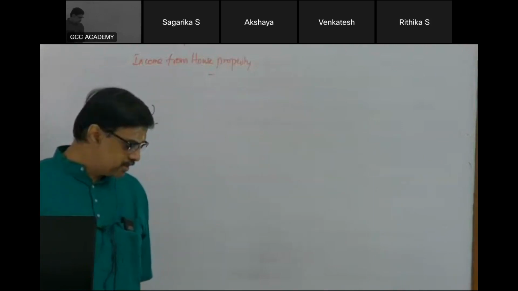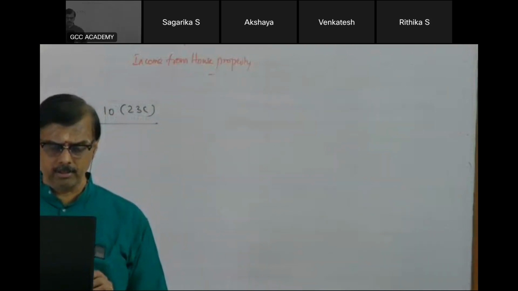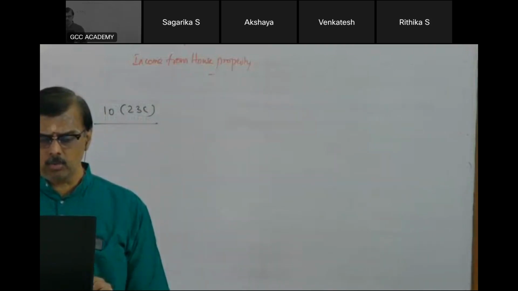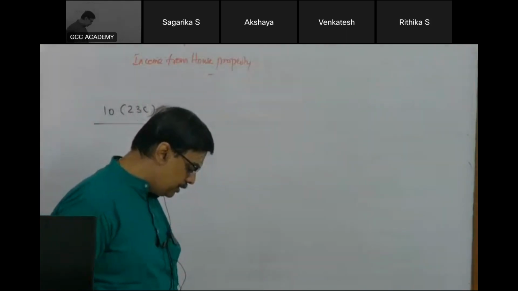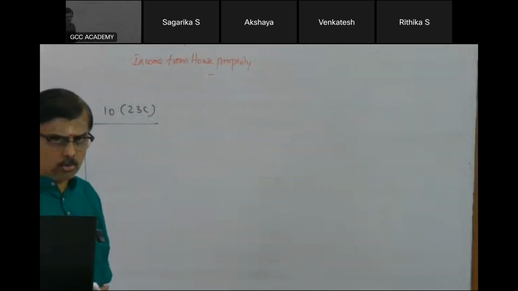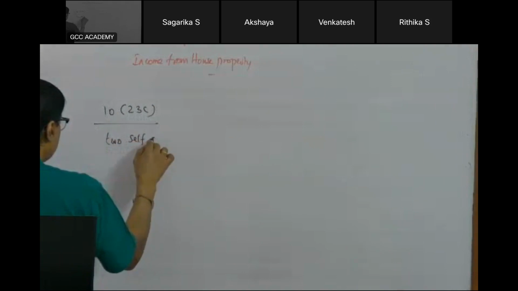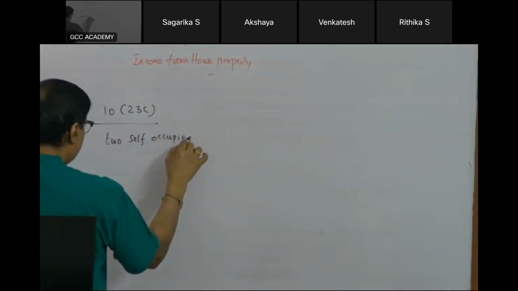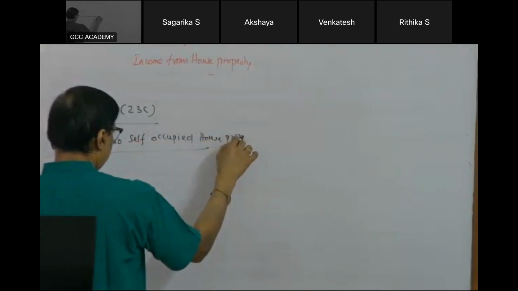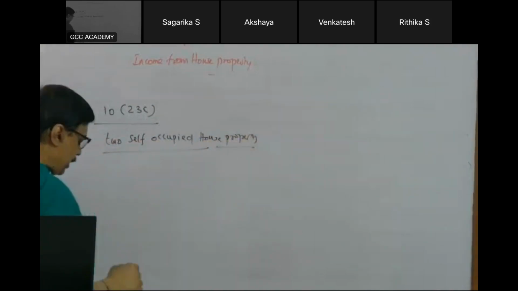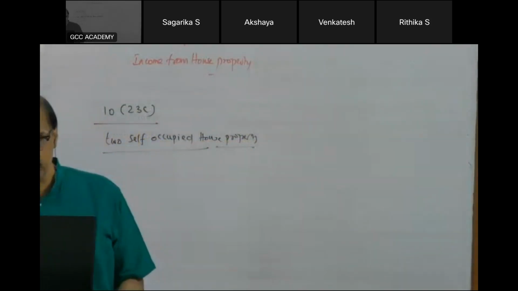Property used for own business or profession is not under the purview of income from house property. Then, very important, two self-occupied house properties. You can actually have two self-occupied house properties where the income will not be taxed. What does it mean? I have two houses, one in Chennai, one in Madurai. And of course, it has to be self-occupied.